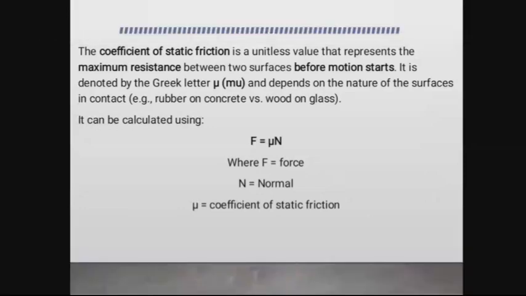So this next slide is talking about the coefficient of static friction. This coefficient of static friction is a unitless value that represents the maximum resistance between two surfaces before motion starts. So when we're talking about this, in our first slide, we said something about a body being at rest and it would not.